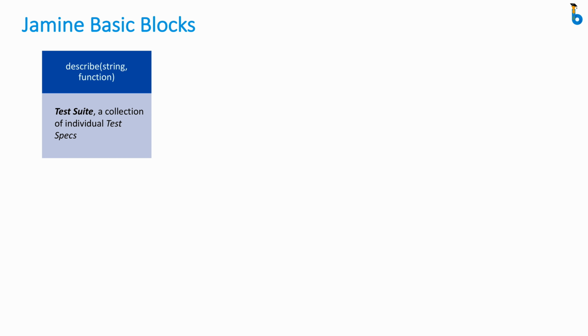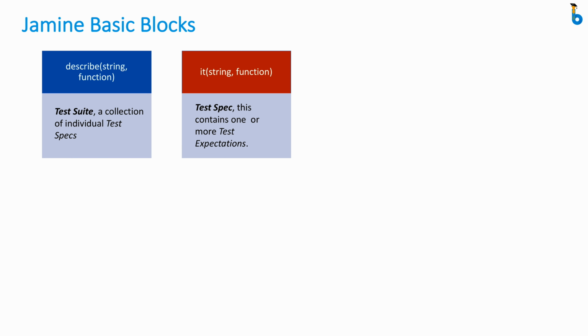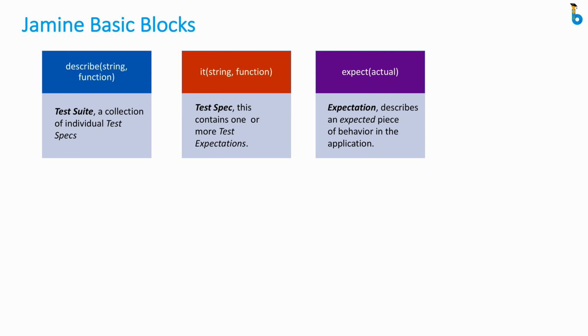So what are Jasmine's basic blocks? The main thing is called a test suite. It's a collection of individual test specs. It is described with the function block called describe. And after that, the test spec. It contains one or more test expectations, and it is defined with it and the expectation.